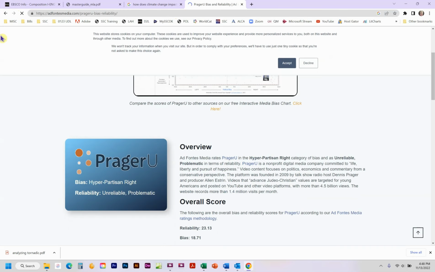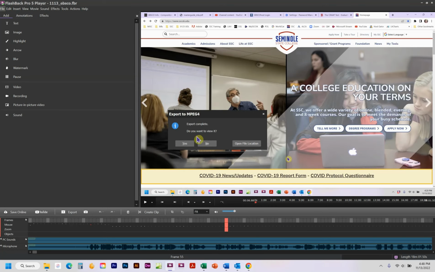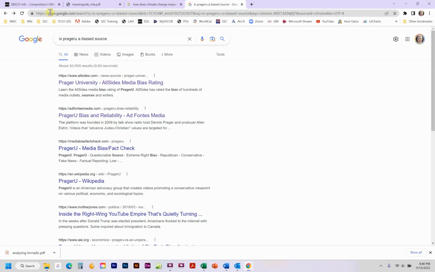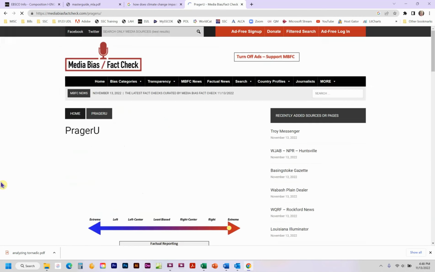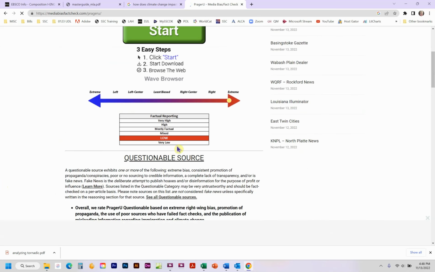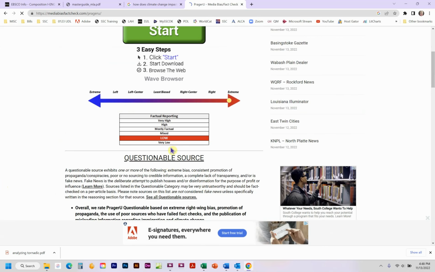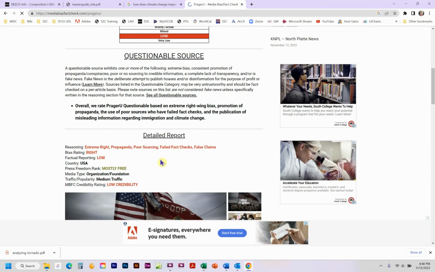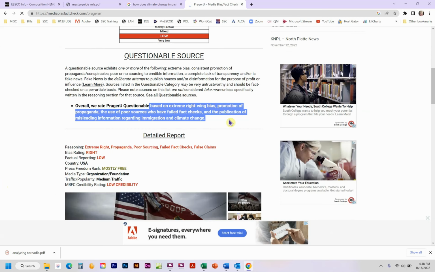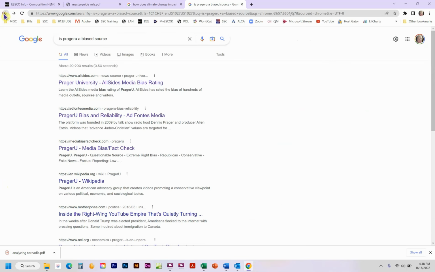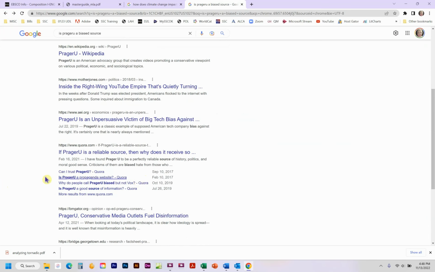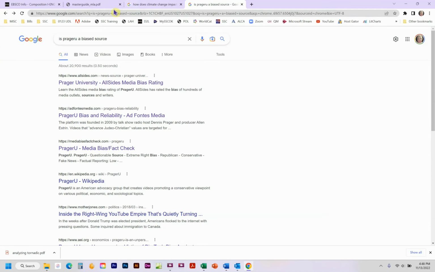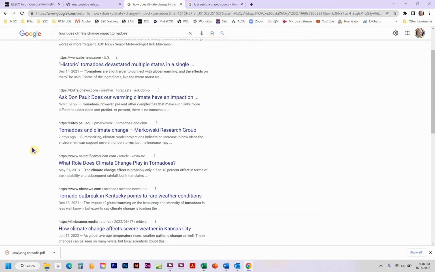Here is another place, Ad Fontes Media, right? Some of these are themselves biased though, so you have to be careful. Media Bias Fact Check is one of the better ones. And so you can look here and you can see that it is a questionable source. So it has low credibility, right? Based on extreme right-wing bias, promotion of propaganda, the use of poor sources who have failed fact checks, and the publication of misleading information regarding immigration and climate change. So again, you should always kind of go to Media Bias Fact Check, but just by saying, is it a biased source, I'm going to get quite a few of these places that are out there rating sources, okay? So that's another way to try to determine, right?